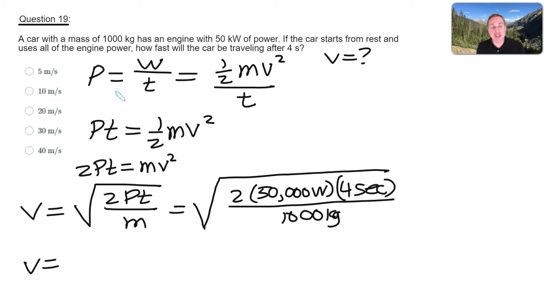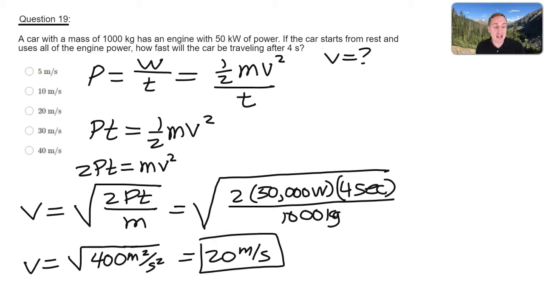Let's see how much I can work this out without the calculator first. 50,000 divided by 1,000 is just 50. 2 times 4 is 8. 8 times 50. So 8 times 5 I know to be 40. So that's the square root of 400. And the units would be meters squared over seconds squared in there. If you square root that, you just get meters per second. So that's going to be 20 meters per second on the nose. I didn't even need the calculator. 20 meters per second, the third choice down.